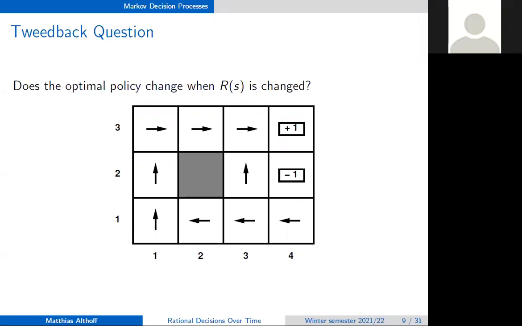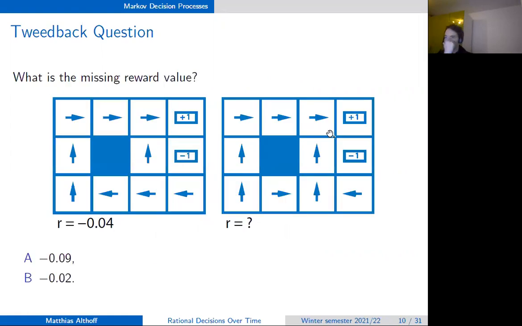Yeah, so for now, I see over 90% chooses yes. Okay, yeah, that's correct. Of course, this depends. And how does it depend? This is the next question. So you have 2 optimal policies. On the left, you see the optimal policy for a cost of 0.04. And on the right, we would like to know whether the costs are 0.09 or 0.02. So whether A or B is the correct answer.